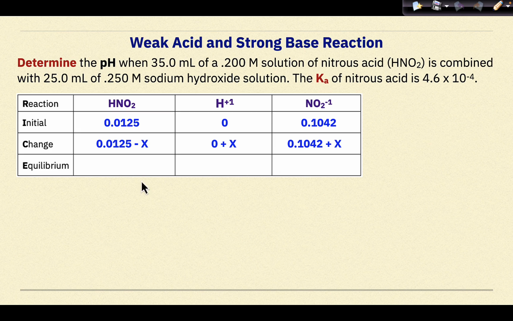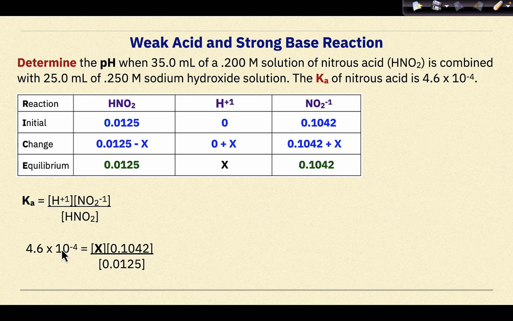Therefore, at equilibrium, the values in the RICE table will be 0.0125, X, and 0.1042. Using the equilibrium expression for Ka, the values from the table can be substituted into the formula. So Ka, which is 4.6 times 10 to the negative 4, equals X, which is going to represent our hydrogen ion concentration, times the concentration of our nitrite ion on top, over the concentration of our weak acid on the bottom. So solving for X, the hydrogen ion concentration is determined to be 5.52 times 10 to the negative 5 molar.